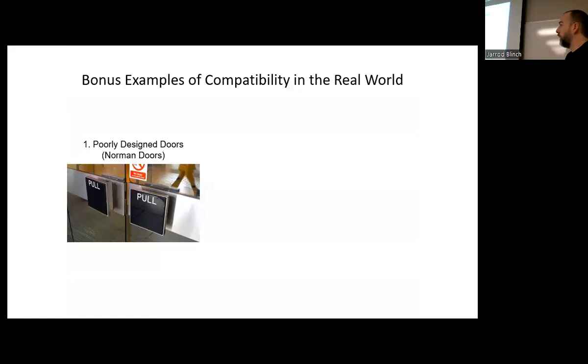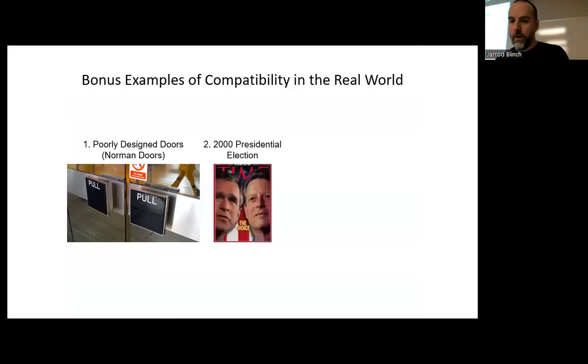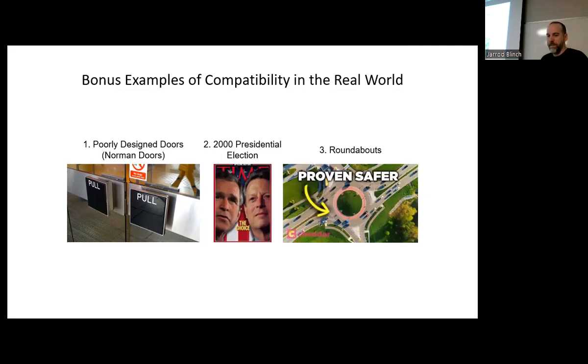All right, we're gonna go one more example, and we'll do a vote. So we could talk about poorly designed doors. I think for each one of these I have a little video too. Or we could talk about the 2000 presidential election. I already know what I'm voting for. Oh, you haven't seen 3 yet. Oh, I guess it's on your slides. And then number 3, roundabouts. So who would like number 1? You of course can watch the video at home. The 2000 presidential election. Trump was not involved.